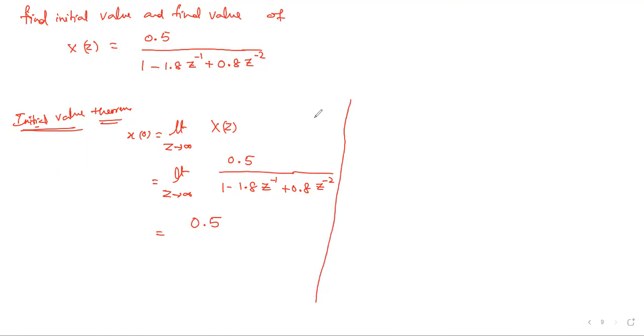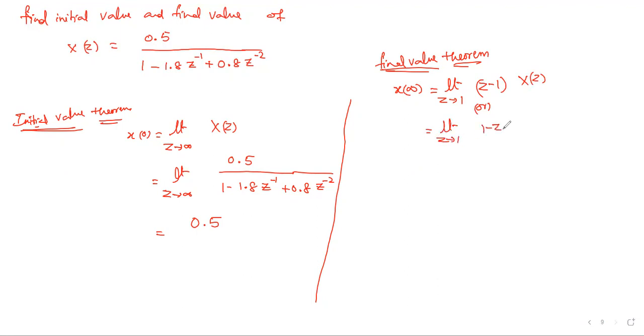Now we will see the final value. What is the final value? By using the final value theorem we can find it, right? How to find the final value? x of infinity is equal to limit z tending to 1, 1 minus z inverse into x of z, or we can write z minus 1 into x of z. You can write any one form, but here they gave z inverse, so that's what I'm writing.